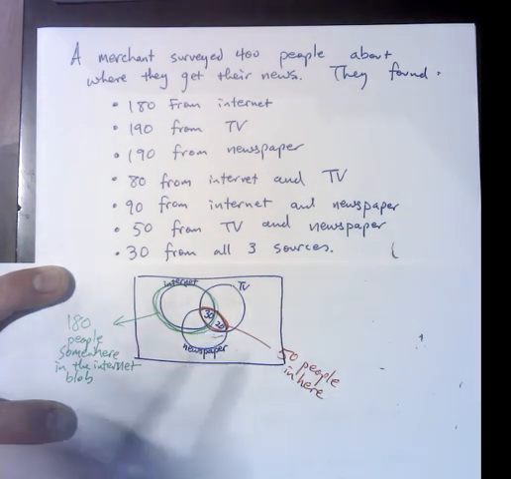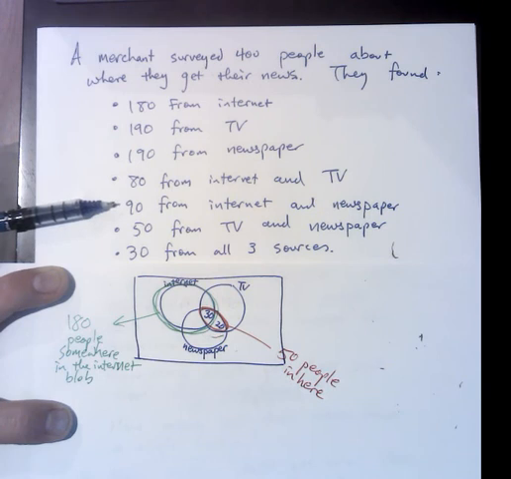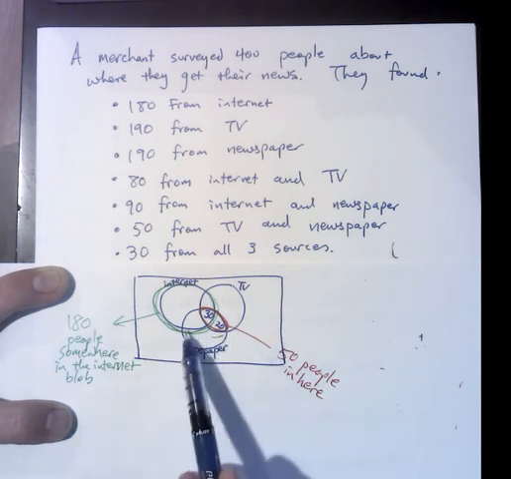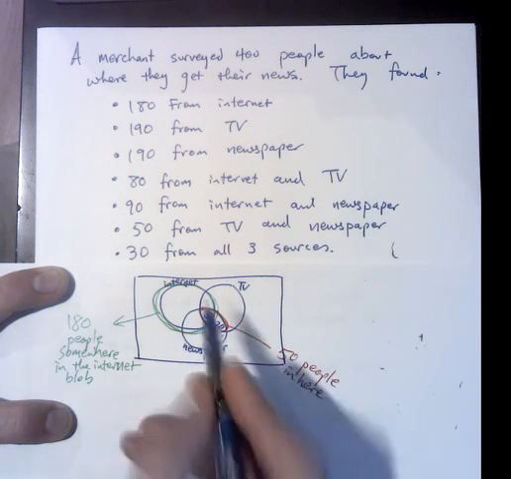And then I keep working my way up. 90 people get their news from the internet and newspaper. So 90 people are in this part of the Venn diagram. We've already got 30 of them, so we need 60 more to make up 90.